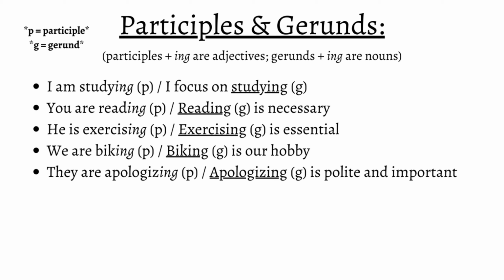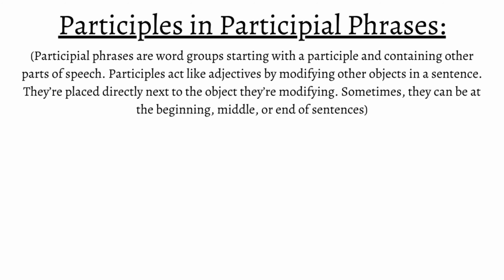That's the difference between present participles with ing and gerunds with ing. One is an adjective and one is a noun. Moreover, present participles can also act as participial phrases, which are groups of words that start with a participle and contain other parts of speech. These participles act like adjectives in the sense that they modify other objects in a sentence. They should be placed directly next to the object that they're modifying, but sometimes they can be at the beginning, middle, or end of sentences.